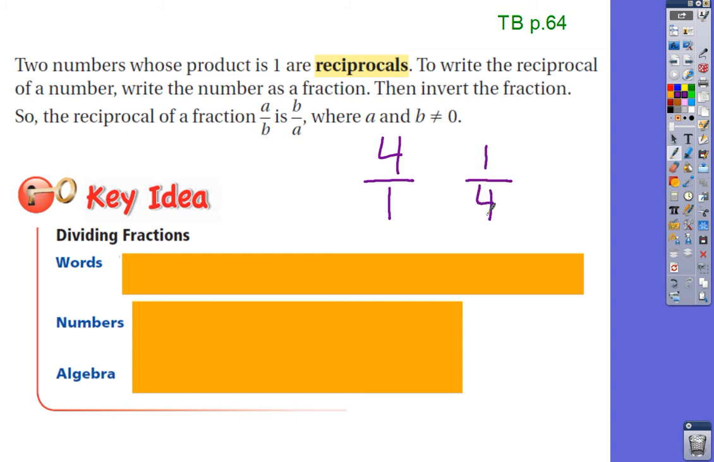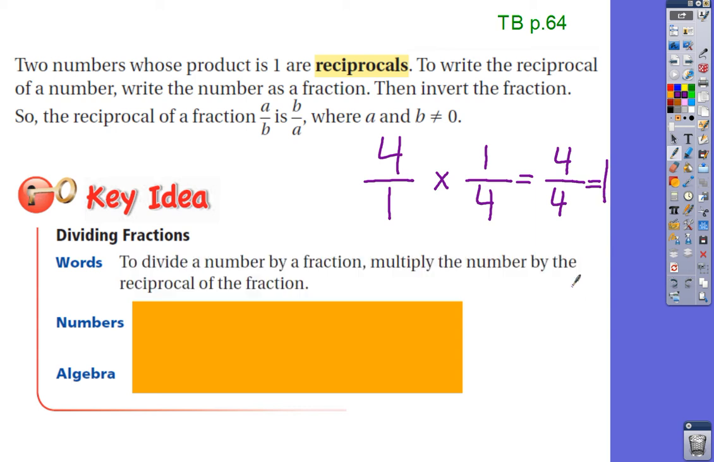Now, anytime you multiply reciprocals, you are always going to get a product of 1. So if I were to multiply this, I have 4 times 1, which is 4, and 1 times 4, which is also 4. And as you already know, anytime the numerator and denominator are the same number, it does reduce to 1. So our key idea today with dividing fractions is, to divide a number by a fraction, multiply the number by the reciprocal of the fraction.